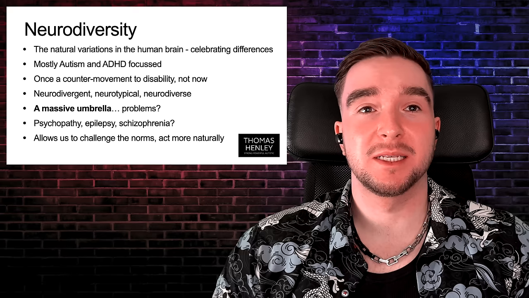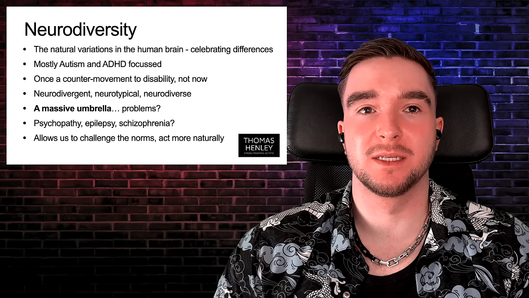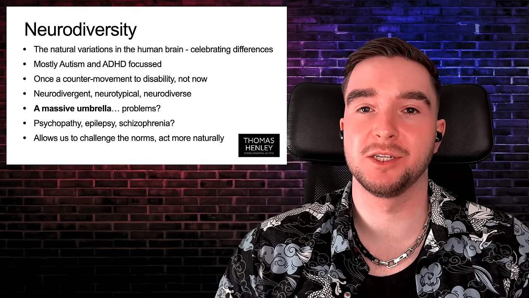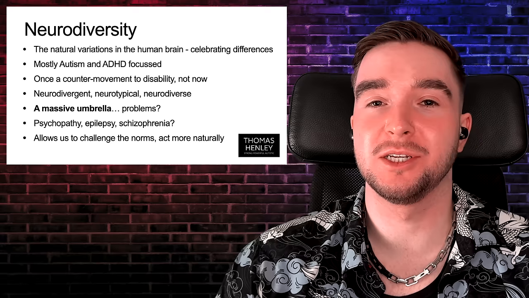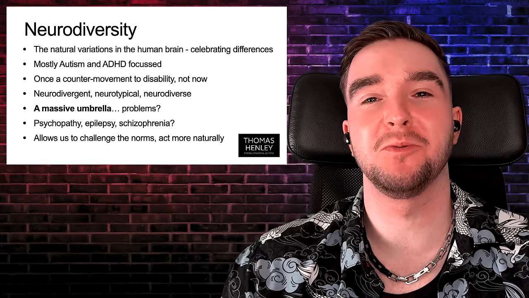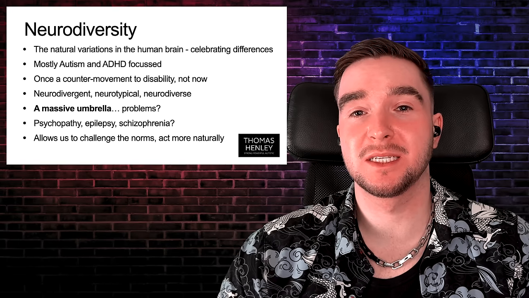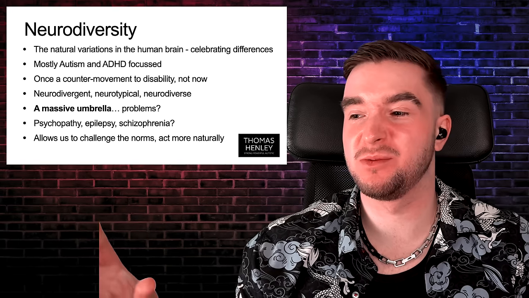Neurodivergent being a person, neurotypical being someone who doesn't have any neurodivergencies, so doesn't have any condition, they're just regular old Joe. Neurotypical. Neurodiverse is a characterization of a group.